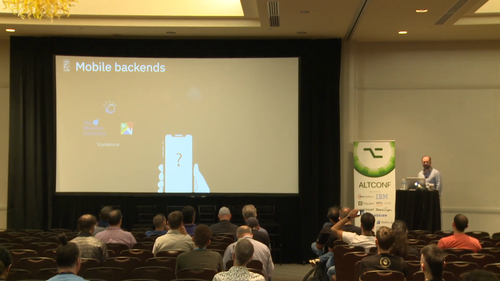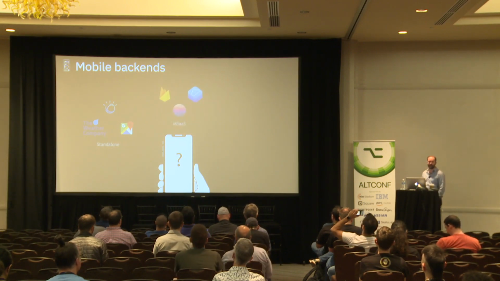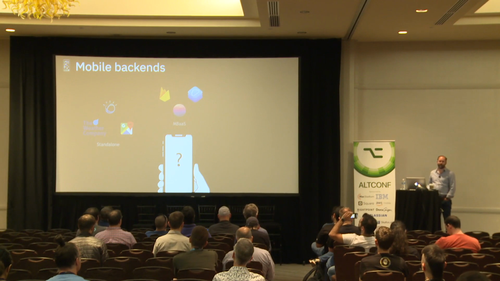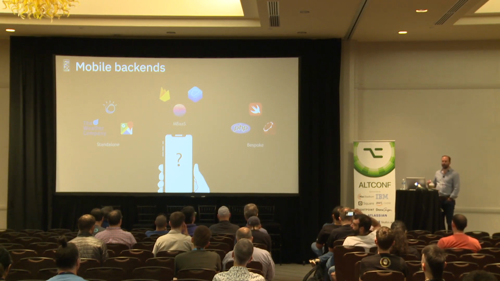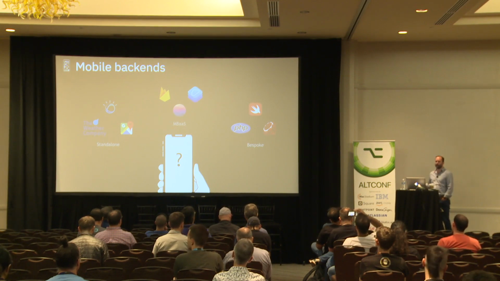The second is to use a dedicated MBAS, so a mobile backend as a service, something like Firebase or Realm. And then your third option is to actually build bespoke backends, which is what you tend to do if you have your own capabilities that you need to connect to, or you start to want to write backend logic.